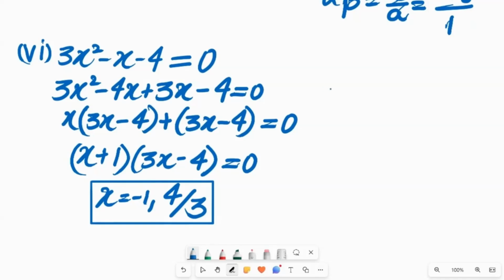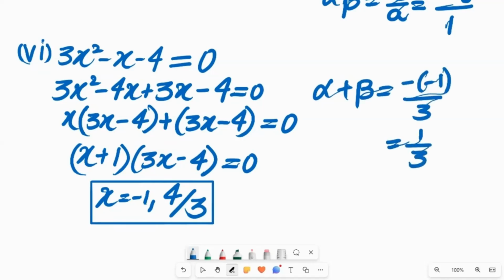Addition, so alpha plus beta, you would get minus b by a. So minus of minus 1 by 3, which is 1 by 3. And multiplication of zeros alpha into beta equal to c by a. So minus 4 by 3 would be the answer.